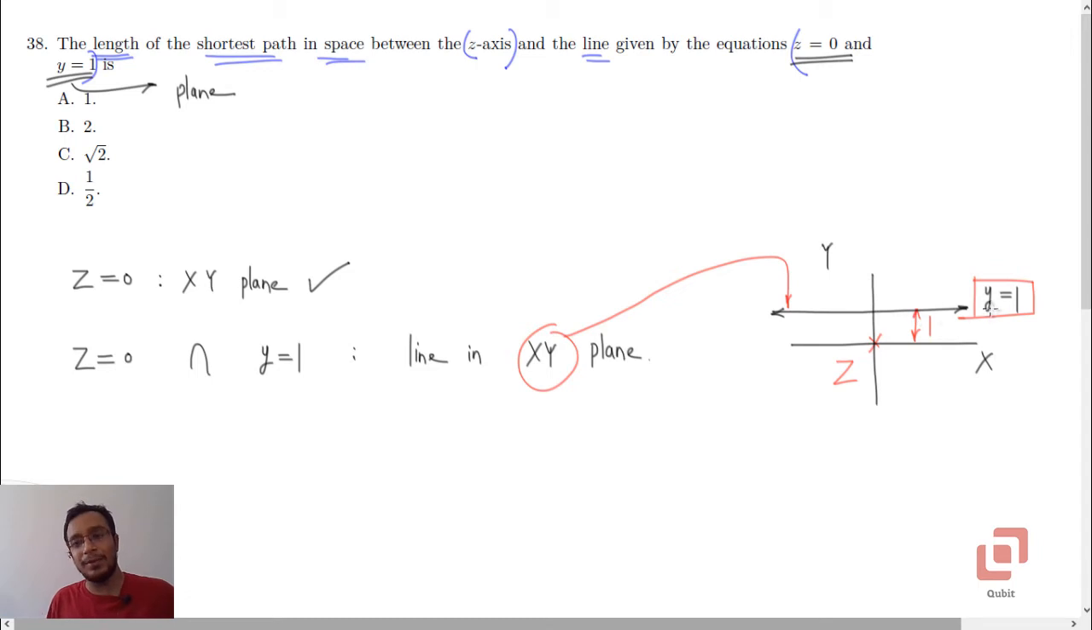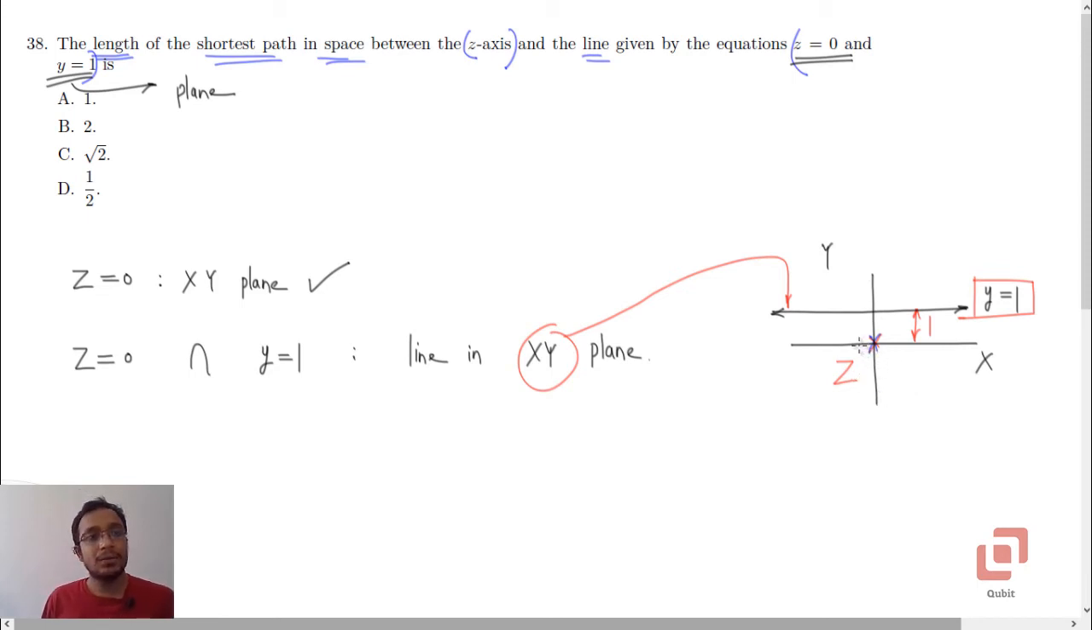Now in 2 dimensions we consider that y equal to 1 is a horizontal line, but when we go to 3 dimensions, it becomes a plane. And in this 2-dimensional figure, the z-axis is represented by a single point, that is the origin, because the z-axis is now perpendicular to the plane of your screen.